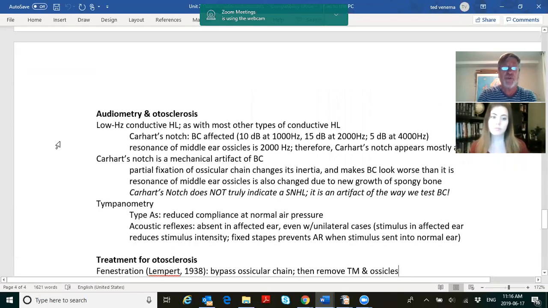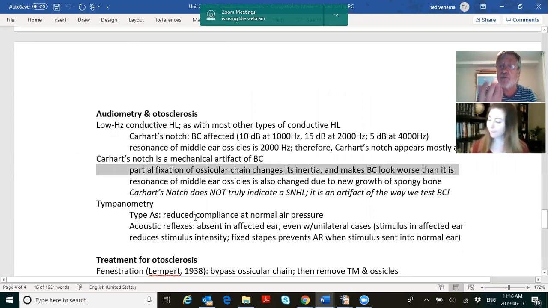Audiometry and otosclerosis. There it is, Carhart's notch. Put a star by that. It's a fixation of the ossicular chain. It changes its inertia. You've lost that inertial contribution. You've lost the osteotympanic contribution, and it makes bone conduction look worse than it is.